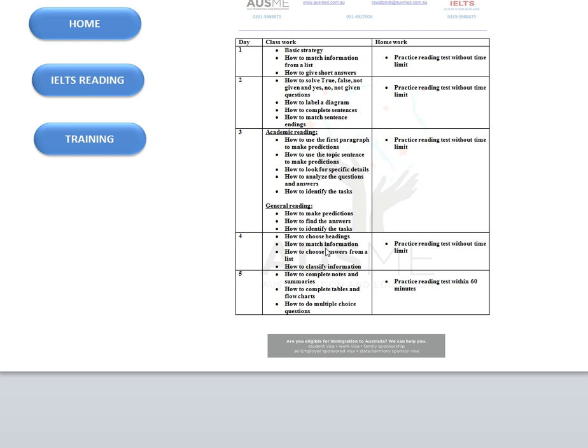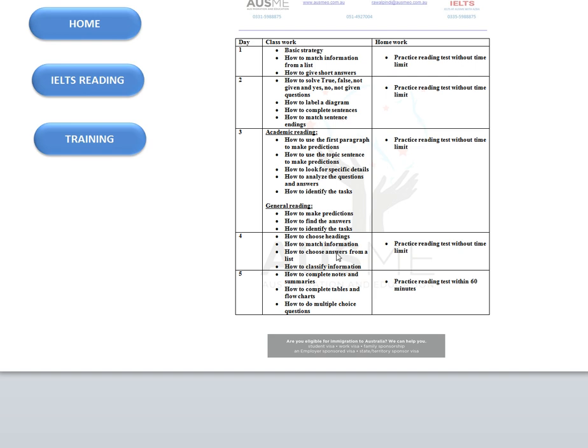So then we look into matching information. So similarly to match information from a list, but this time you're going to match information differently. Then we move on to choose answers from a list. So in this, there could be options of fill in the blanks, and you'll have those blank options in a box.